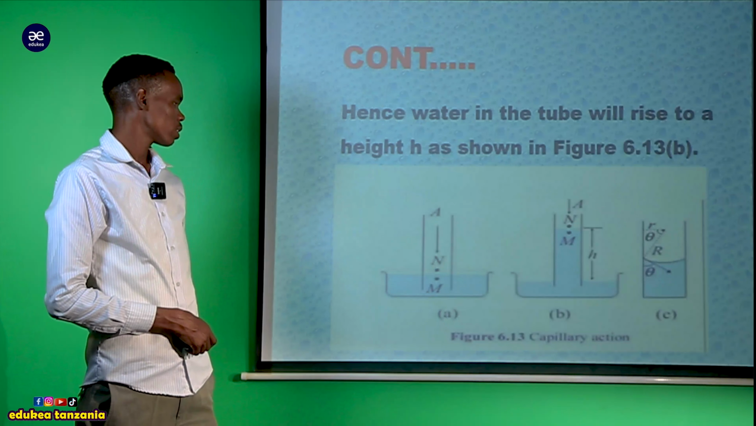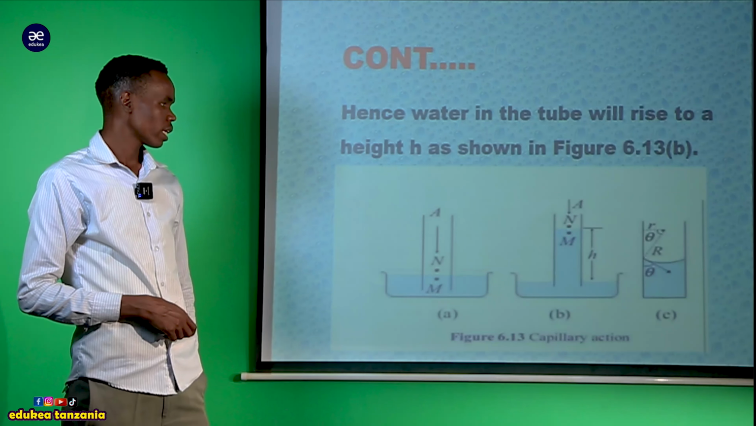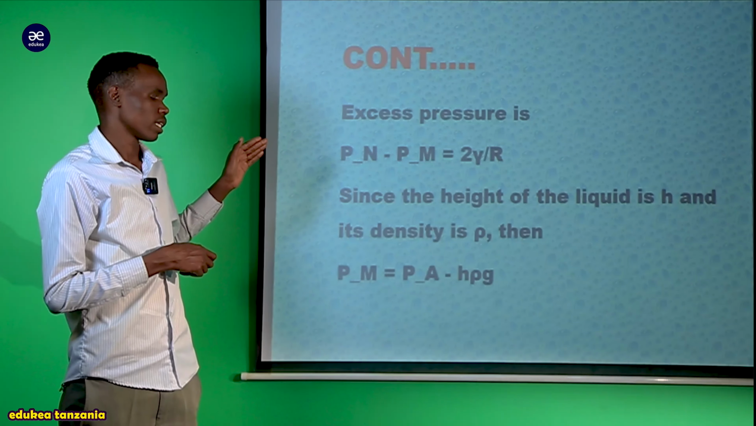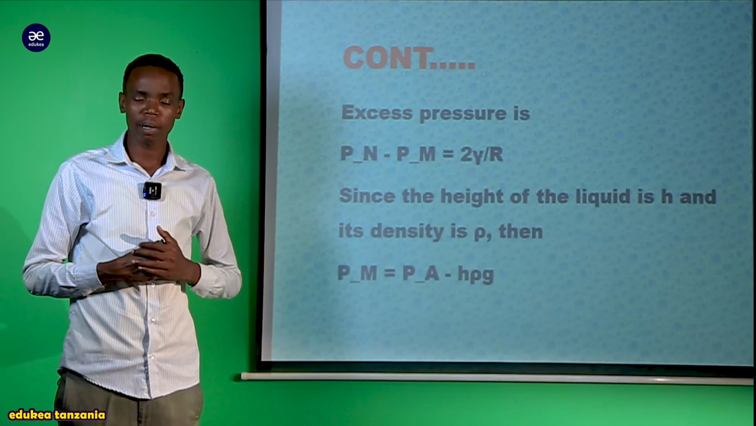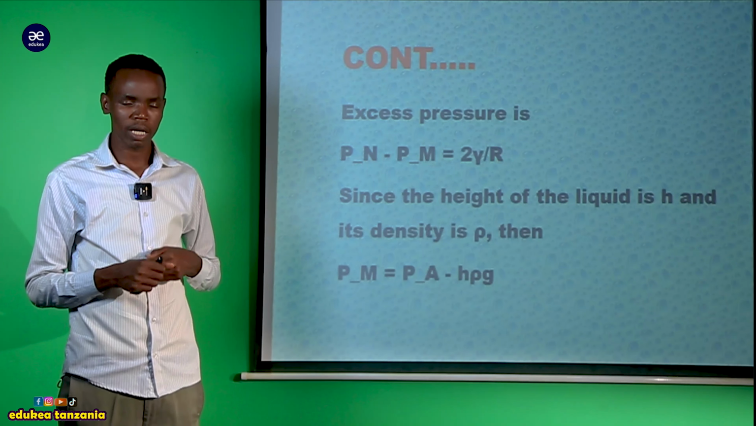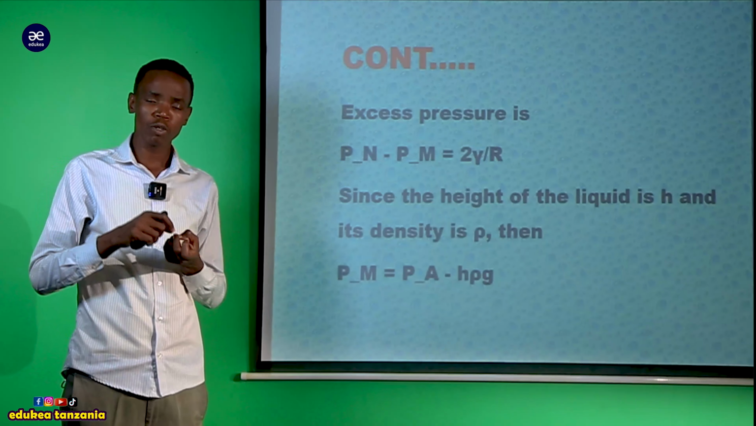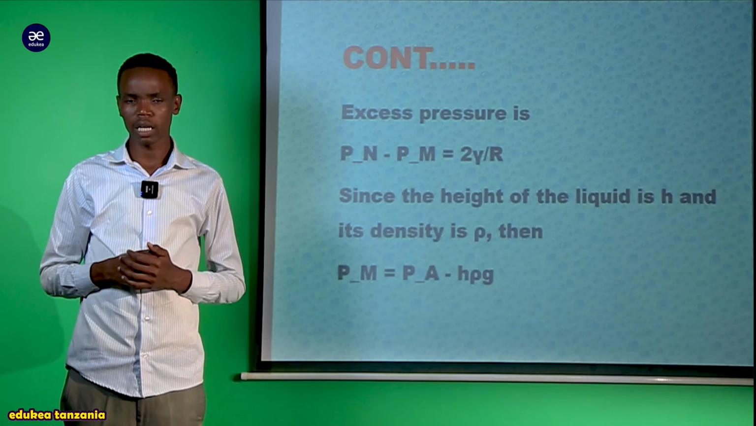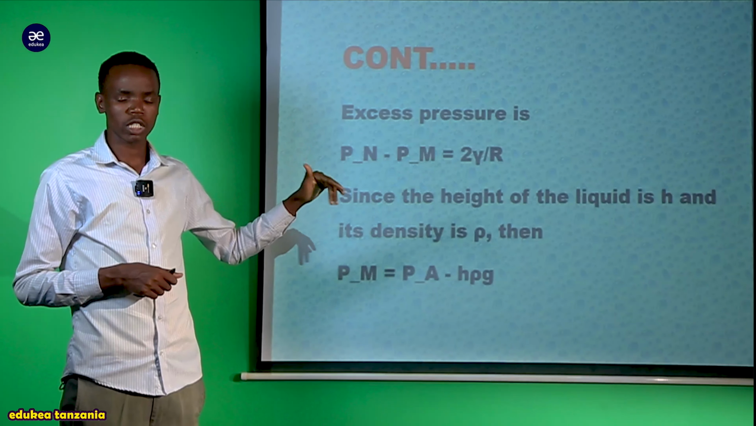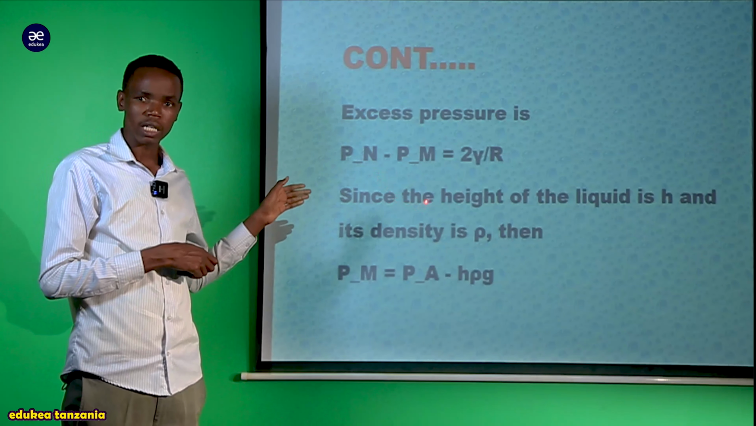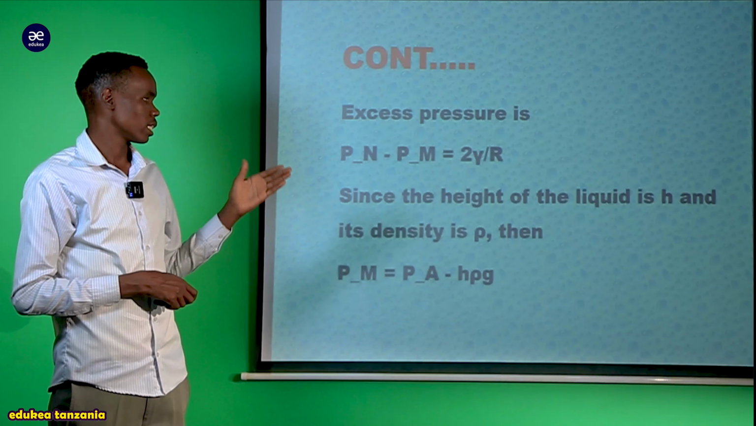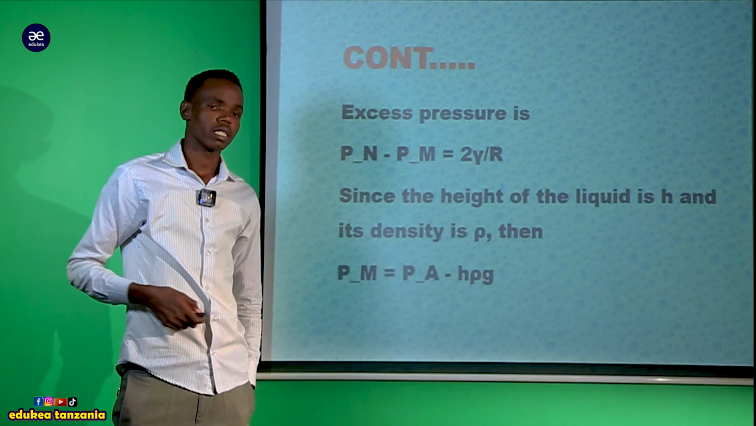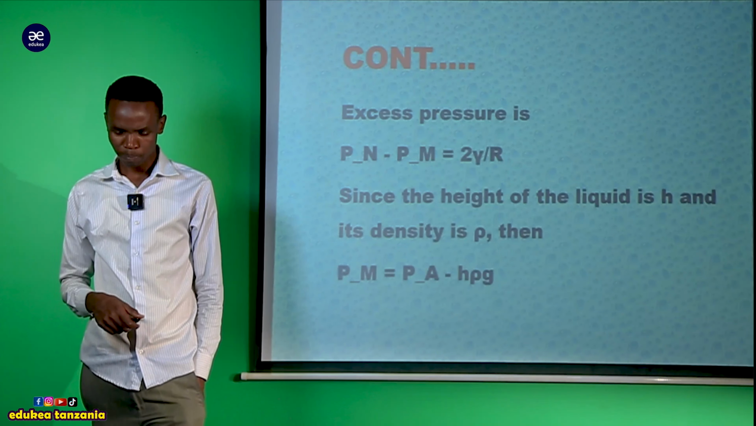Now, if we consider the first figure here, the excess pressure is obtained by taking the pressure at point N minus the pressure at point M. Why do we say so? Because we said that the pressure at point M is less compared with the pressure at point N. So to get the excess pressure, we take the pressure at point N minus the pressure at point M, which is equal to the excess pressure, 2 times the surface tension divided by R, as we see here.